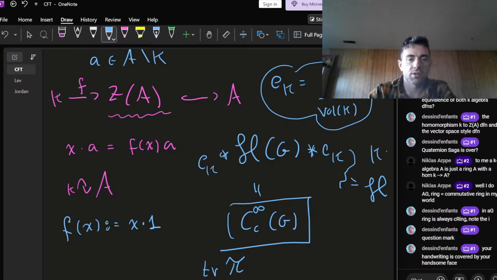P-adic groups can be compact. Yes, that's true, but definitely not connected. I mean, they can be compact, but normally I'm thinking about things like GL_n(Q_p) and other matrix groups taking the Q_p points.